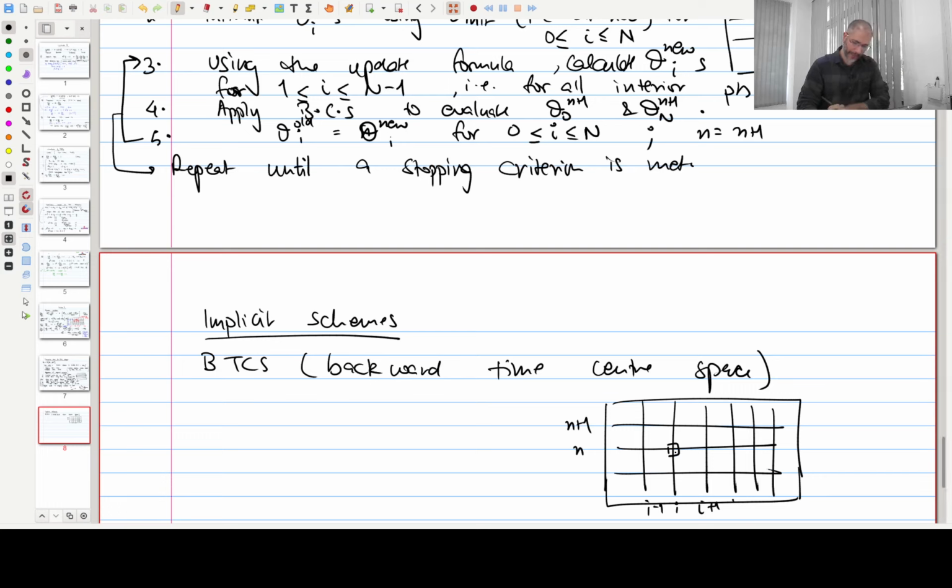So earlier we were writing the equation around the point i comma n. This time, what we do is write it around i comma n plus 1, and you will see why; only then does it make sense.